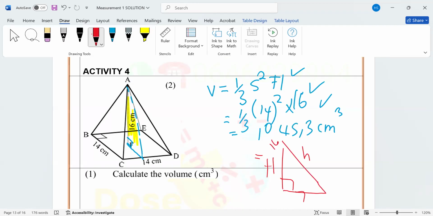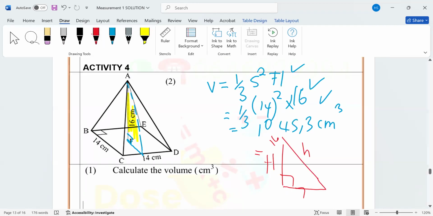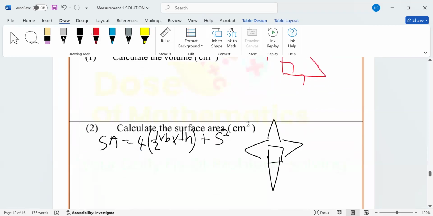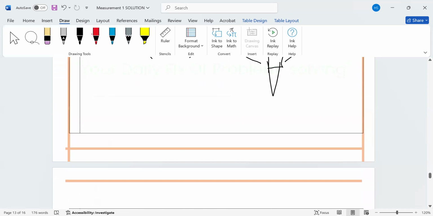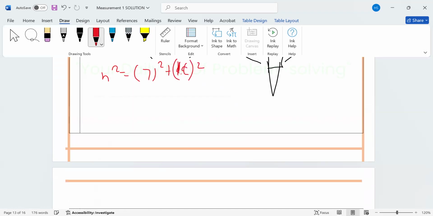Are we always going to be given the height of the pyramid? No, we can be given the height of the triangle. So now we'll have to find the height of the pyramid. Moving on from here, using the theorem of Pythagoras, small letter h is the hypotenuse side. We are going to have h squared equals 7 all squared plus 16 all squared. And then you take the square root. What do you get as your height? 17.46. This one is centimeters.